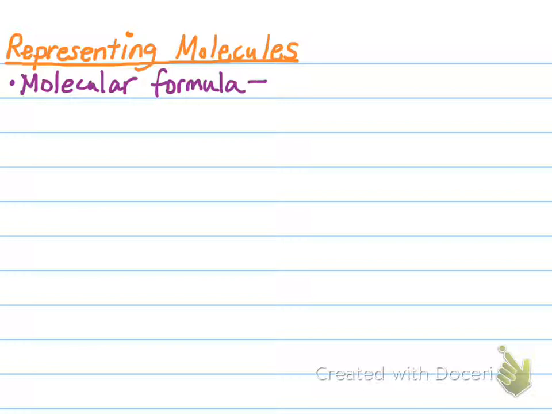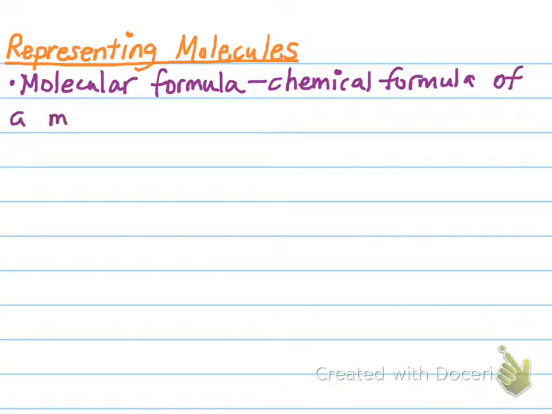The definition of a molecular formula is a chemical formula of a molecular compound. So it's just more specific. We still could refer to this formula for the molecular compound as a chemical formula. But by calling it a molecular formula, we're communicating a little bit more information. We're communicating that this compound is molecular in nature and has covalent bonds in it.